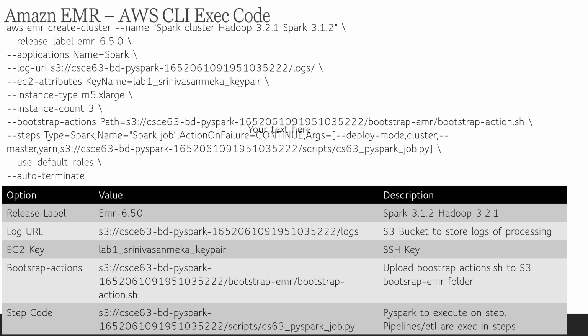And EMR 6.5.0 goes with a particular Hadoop and Spark version. You need to make sure your bootstrap code works with this particular version. If you pick up a wrong version, you end up spending more time on figuring out the bootstrap.